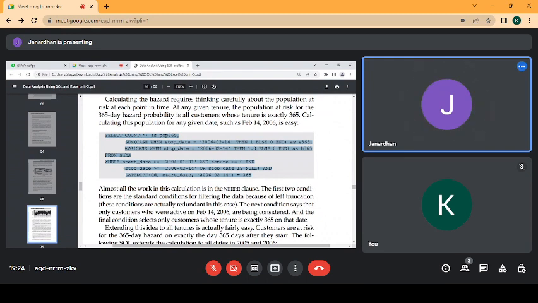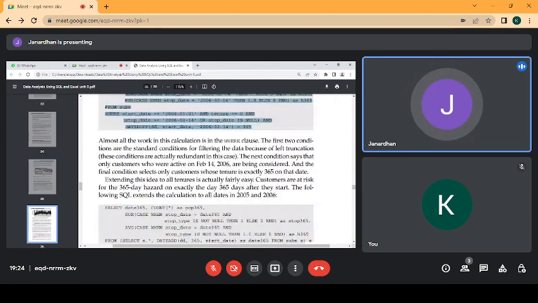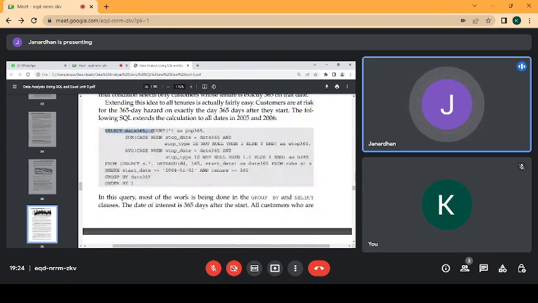This is the one query. Select date365, count star as pop365, sum of case when stop_date equal date365 and stop_type is not null then 1 else 0 as stop365, average case when stop_date equal date365 and stop_type is not null then 1.0 else 0 as h365, from select s.start_date, dateadd dd 365 start_date as date365 from subs.